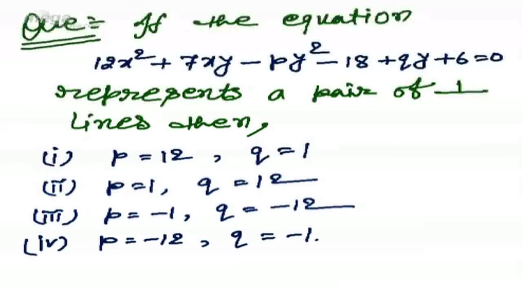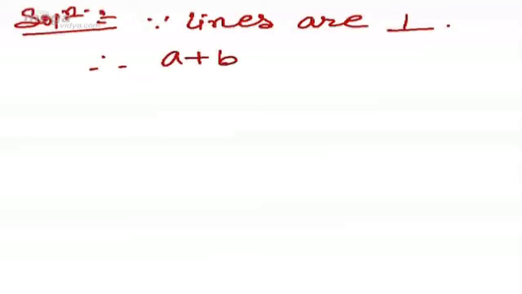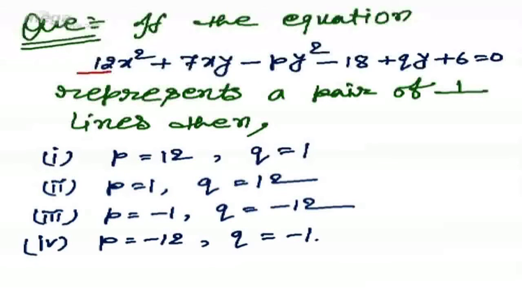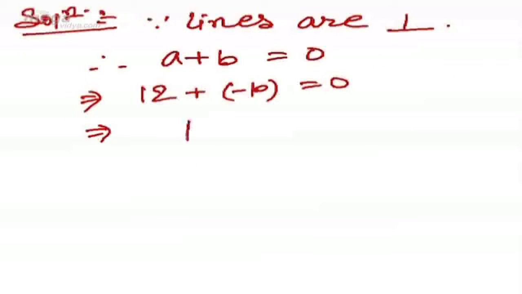Student, you can see here the lines are perpendicular. So therefore A plus B is equal to 0. Here A is 12, B is minus P, so this is equal to 0. See, A is the coefficient of x square, B is the coefficient of y square, and hence you will get P equal to 12.